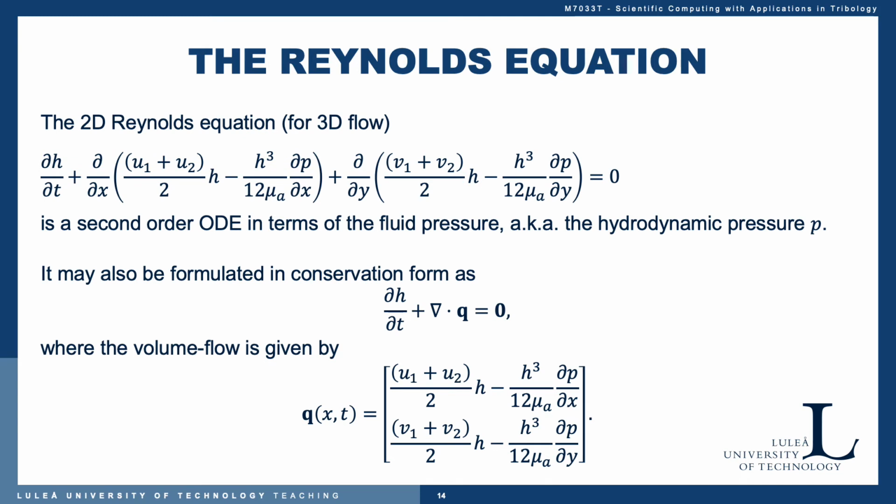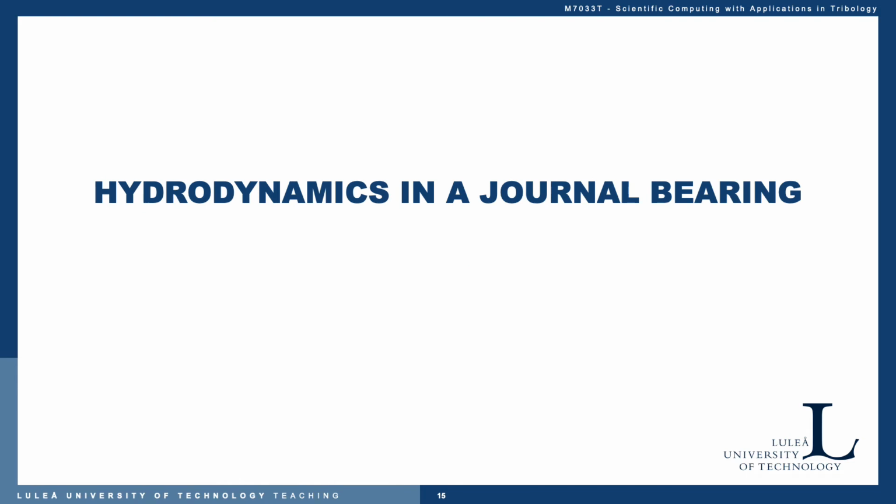And we also recall that we can pose the Reynolds equation in coefficient form, as it is here above, and in conservation form, as below, where we define the mass flow, the volume flow Q, like this vector valued function.